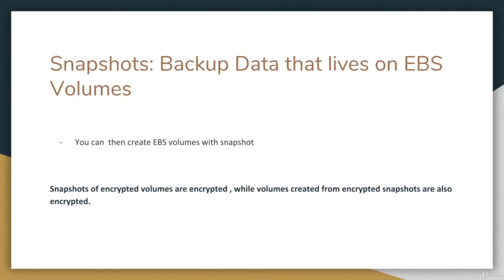You have to know about snapshots. Snapshots let you back up your data that live on EBS volumes. EBS volumes are the volumes attached to the EC2 instances. If you take a snapshot of your EBS volumes, that snapshot will let you create a volume out of it. Just like an AMI lets you create an EC2 instance, the snapshot will let you create EBS volumes so that you can restore your data once again.